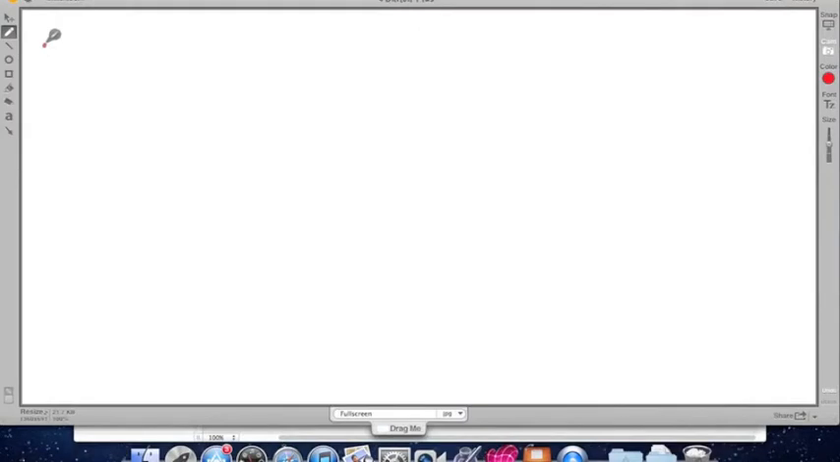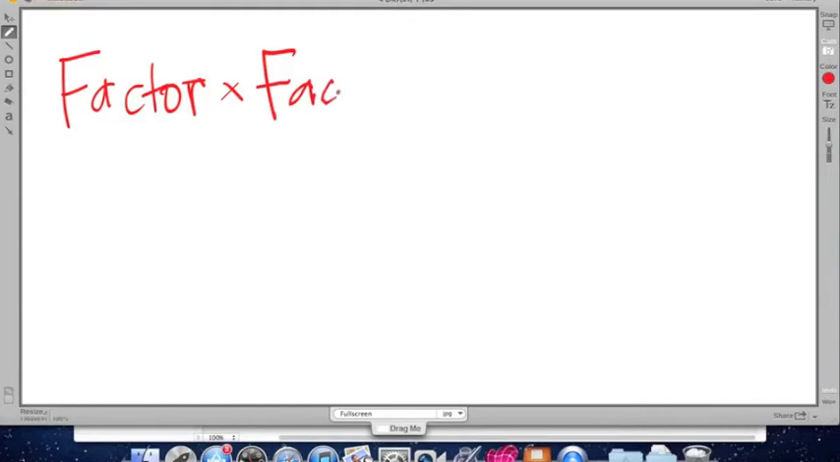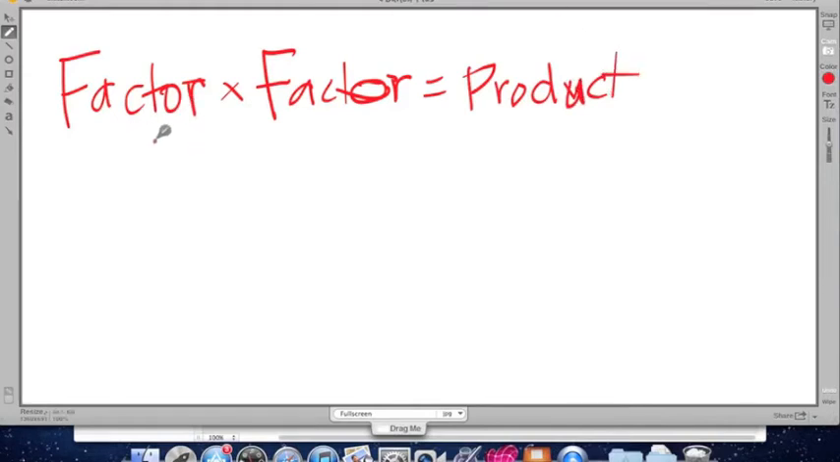In multiplication, we learned that factor times factor equals a product. Now, what does this mean? This is our algorithm for multiplication, and it means that two factors or two numbers multiplied together give us our answer, which is the product.